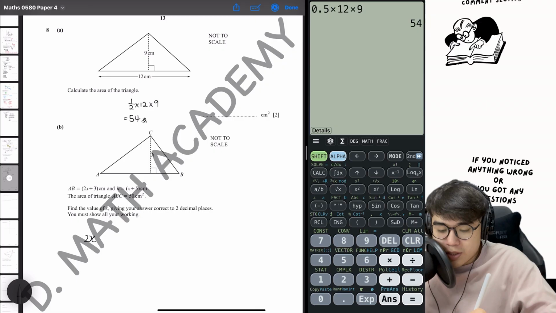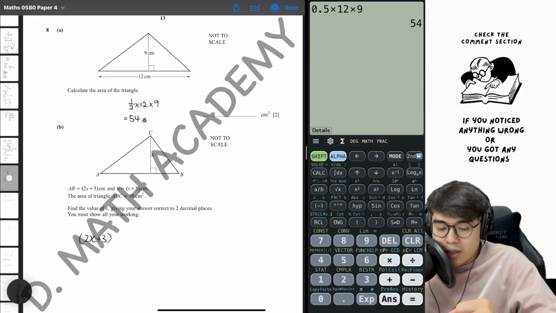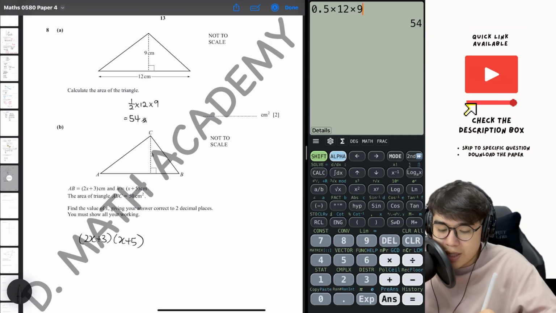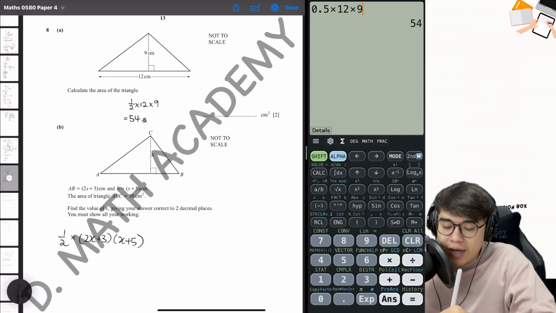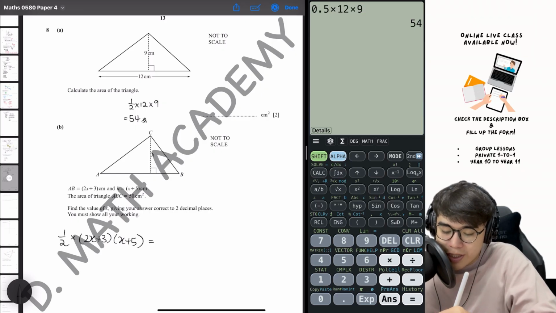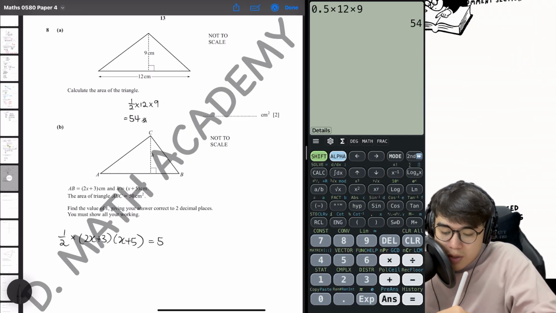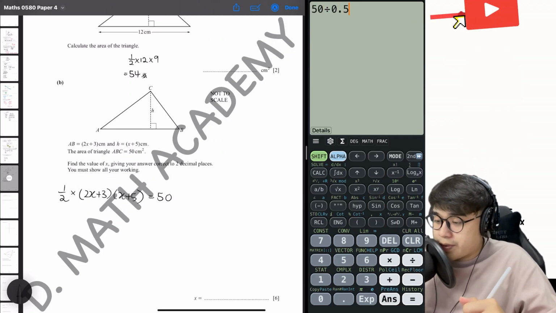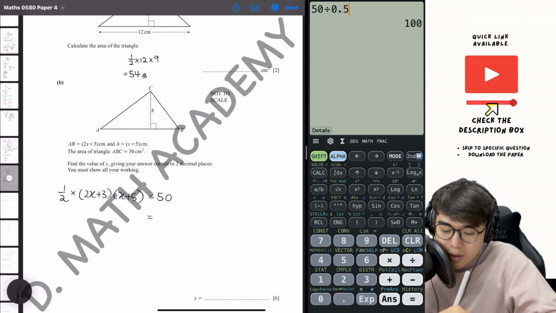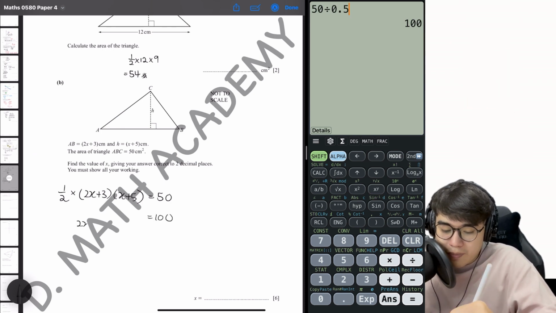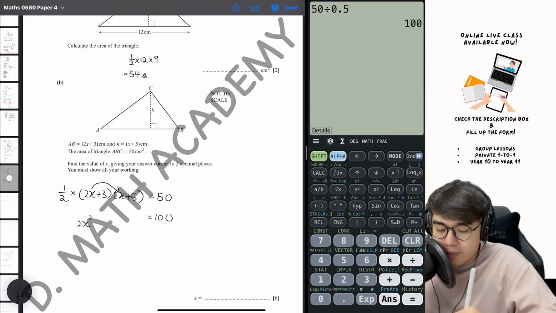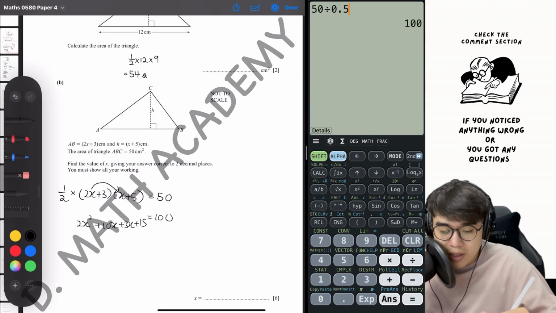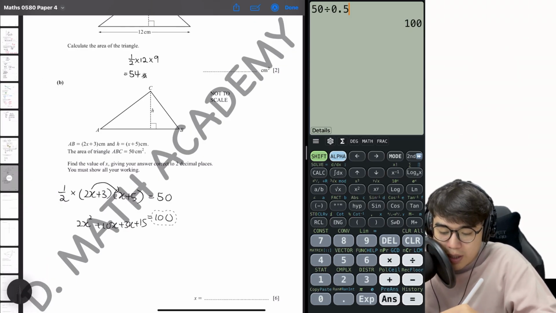So 2x plus 3 times x plus 5. Please take note there's a need of half here. If you miss out on the half when you're forming this quadratic, then you're doomed. You get 50 here. So 50 divided by 1 over 2 or 0.5, you get 100 on this end. And when you expand the bracket accordingly, you would get 2x squared plus 10x plus 3x plus 15. So this is how it would look like here.